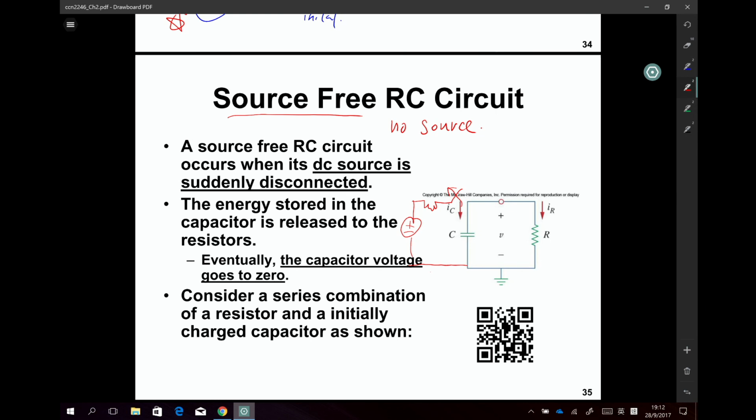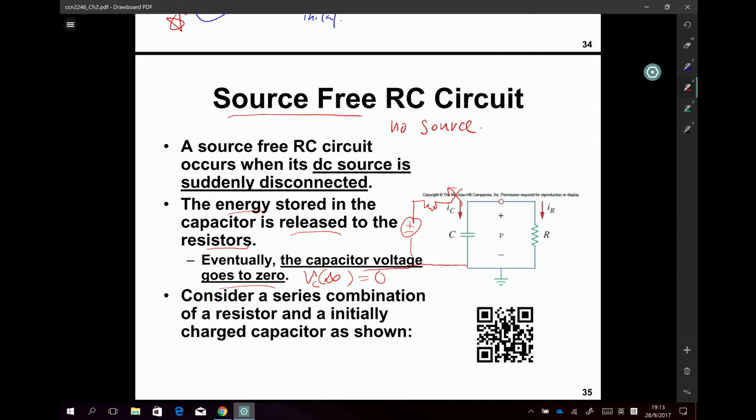Now, you may find that in this RC circuit, after the source has been removed, the energy stored inside the capacitor will release to the resistors, so that the voltage of the capacitor will eventually go to zero. So you find Vc(infinity) equals zero. Because the final voltage should be zero, Vc(infinity) in our general solution is equal to zero.